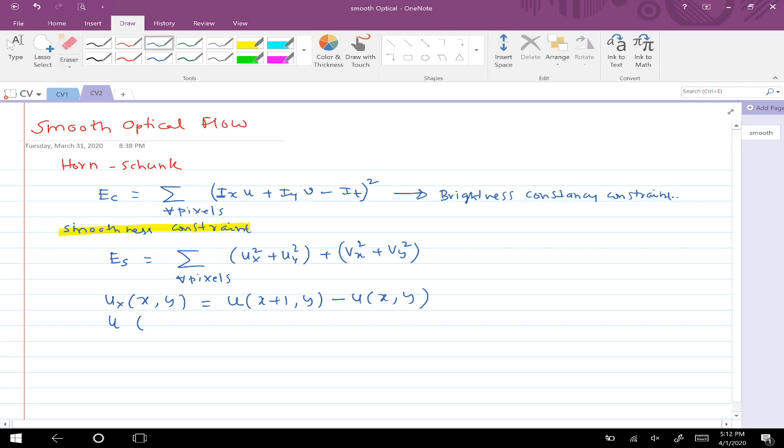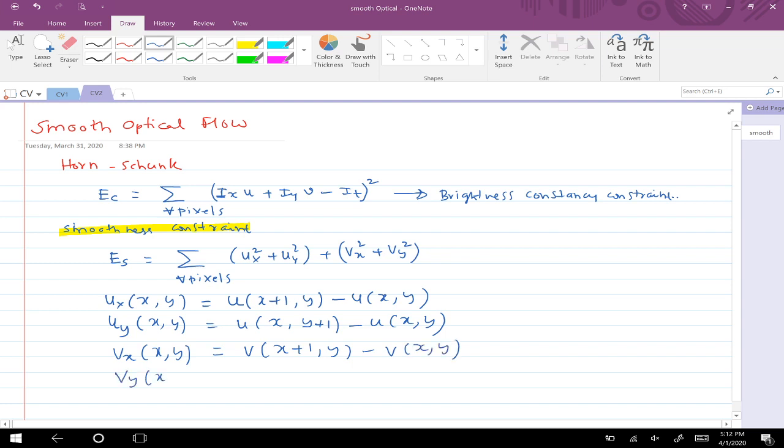So how would you do that? Then this is uy, that would be equivalent to uy of x comma y. That means, again assuming you take a forward derivative, this would be equal to u of x, y plus 1 minus u of x, y. Now you already know that vx of x comma y would be equal to v of x plus 1, y minus v of x comma y. Similarly, vy of x comma y is equal to v of x, y plus 1 minus v of x comma y. Pay attention here, otherwise this could be slightly confusing.